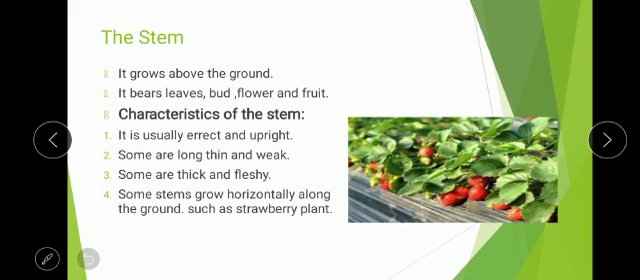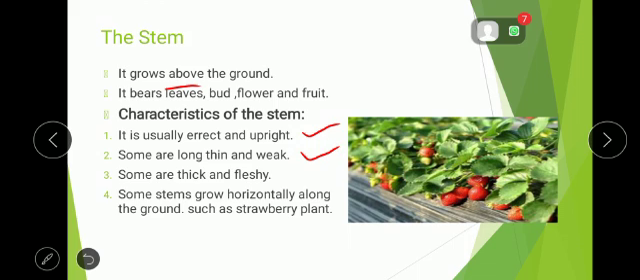Stem is the vegetative part of the plant that grows above the ground. It bears leaf, bud, flower and fruit. Now come to the characteristics of stem. Stem is usually erect and upright. It may be long, thin and weak.